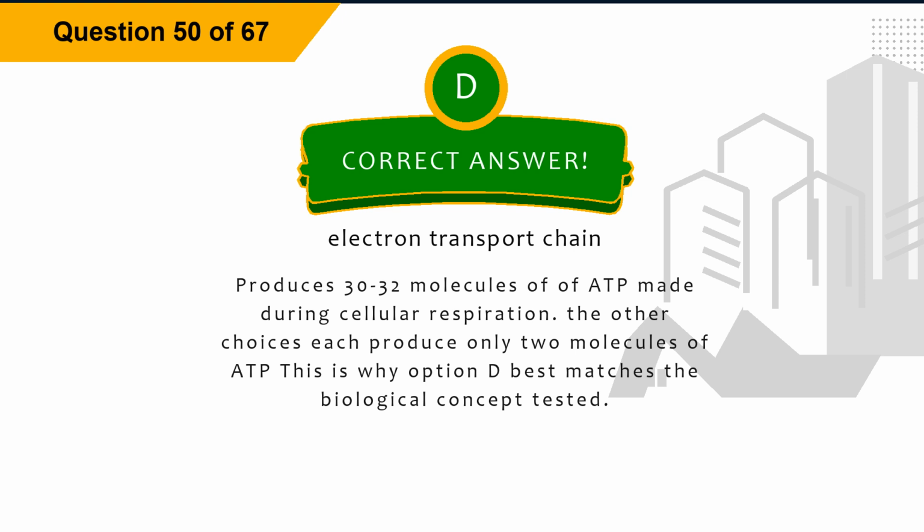Explanation. Produces 30-32 molecules of ATP made during cellular respiration. The other choices each produce only 2 molecules of ADP. This is why option D best matches the biological concept tested.